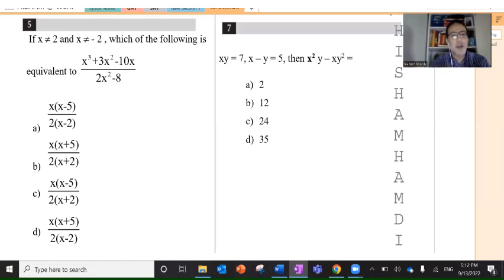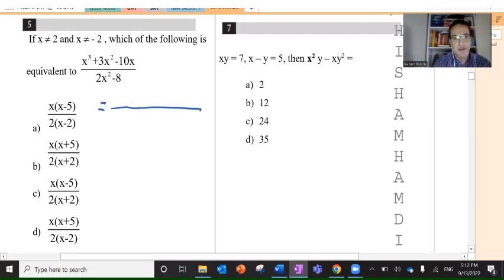It collected all kinds of factorization: highest common factor, difference of two squares, factorized trinomial. So let's do it step by step. First step, I have x squared plus 3x. I'm going to take x as highest common factor. So the remainder is x squared plus 3x minus 10.